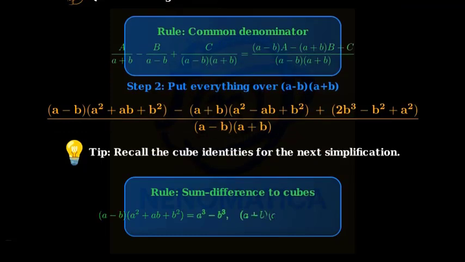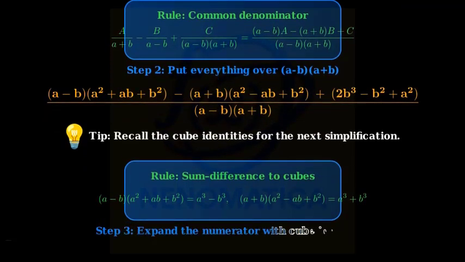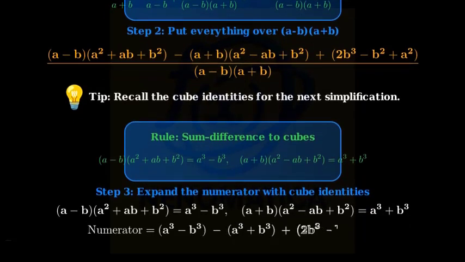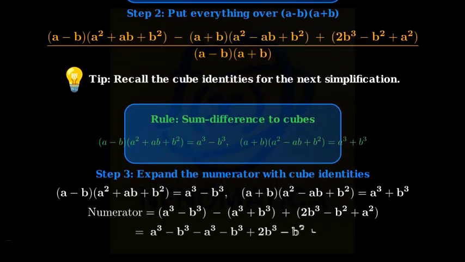Step 3. Apply the special products. (a minus b) times (a squared plus ab plus b squared) equals a cubed minus b cubed. And (a plus b) times (a squared minus ab plus b squared) equals a cubed plus b cubed. Then expand the combined numerator explicitly.